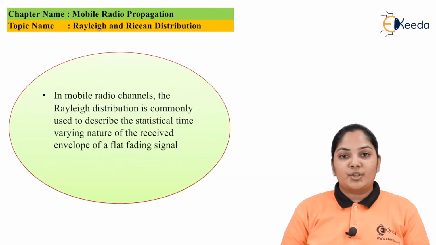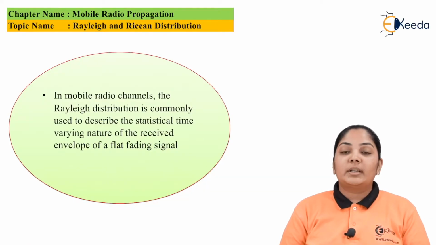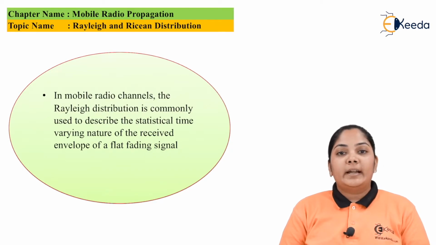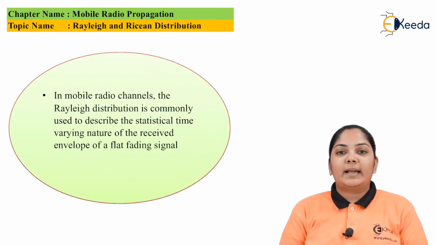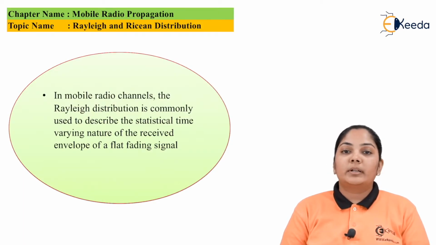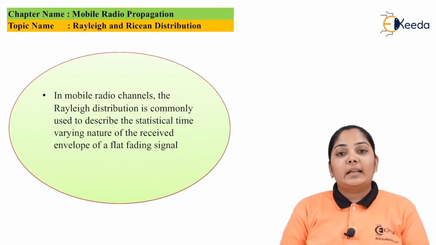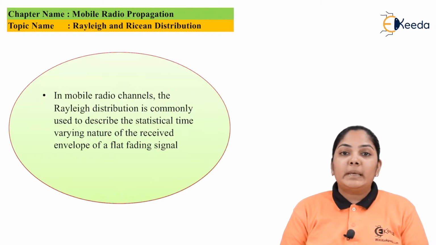In mobile radio channels, the Rayleigh distribution is used to identify the statistical time-varying nature of the flat fading signal, that is, the envelope of the flat fading signals. We all know in flat fading signals, the bandwidth of the signal is very much smaller than the bandwidth of the channel. Hence, all the frequency components in the signal behave in a similar manner. That is, there is no peak component or peak amplitude of a single frequency component.